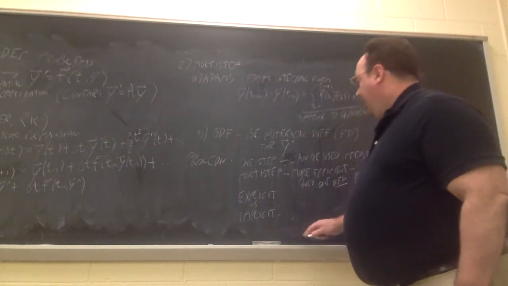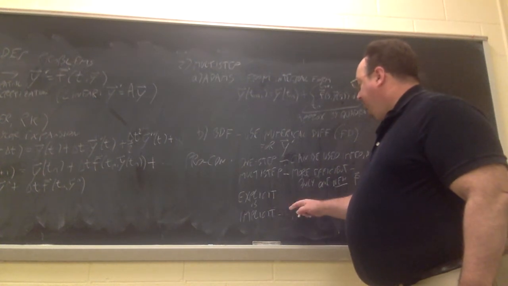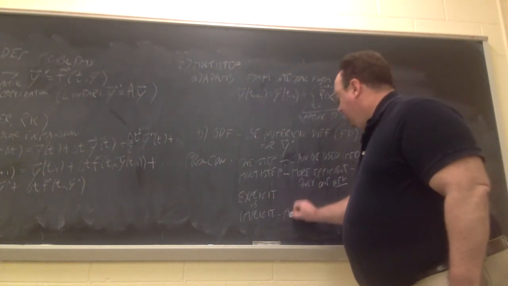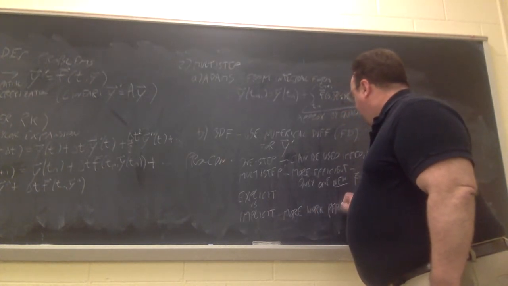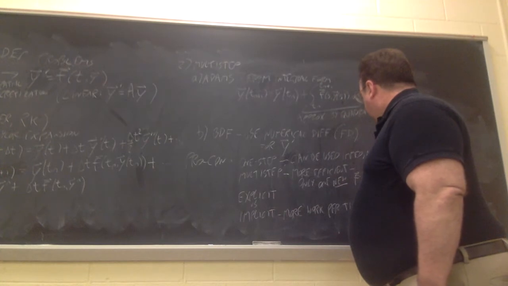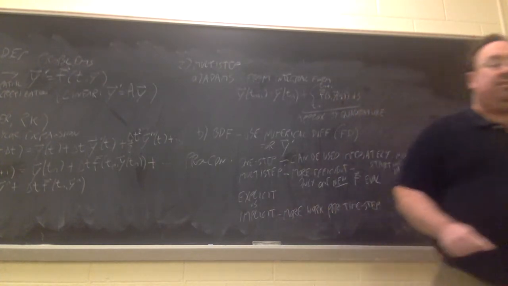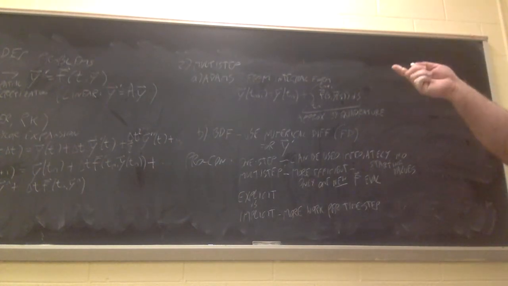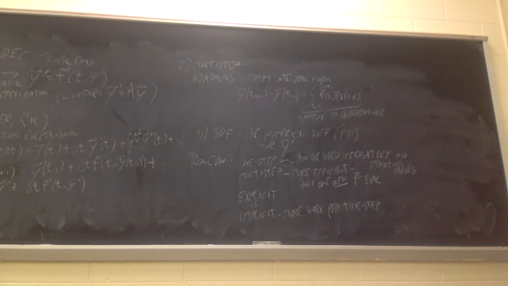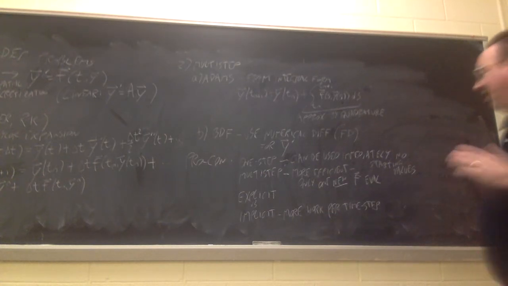Now, an implicit method tends to be more work per time step, because in an implicit method you have to solve for y_{n+1}. You may have to use some iterative method, like Newton's method. You might want to perform more than one iteration of it. So each time step is pretty expensive computationally compared to an explicit method, which is just a straight plug and chug.